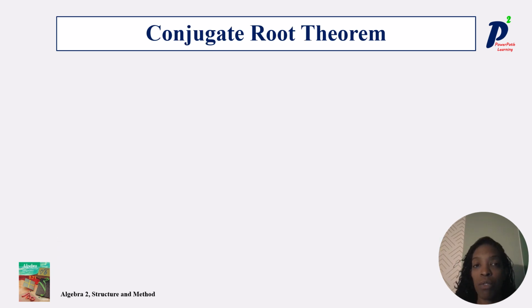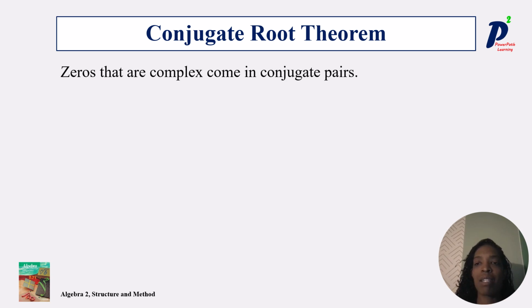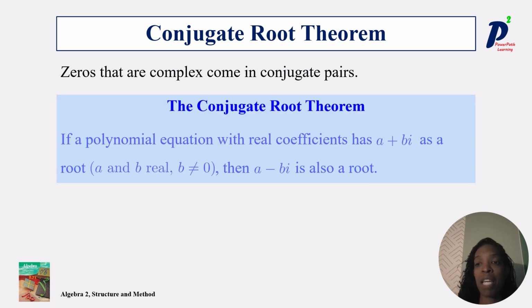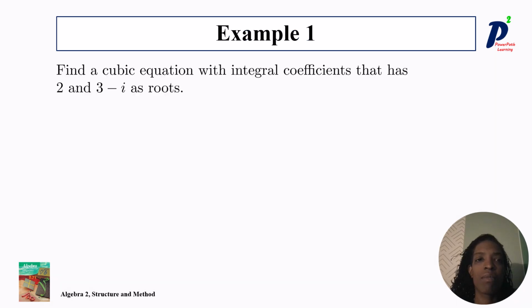Now that we know the total number of roots for the polynomial, let's think about the nature of the roots. Let's begin with complex roots. These zeros always come in pairs, conjugate pairs. Therefore, if a polynomial equation has a plus bi as a root, then a minus bi must also be a root. So let's see how this theorem can help us solve polynomial equations.